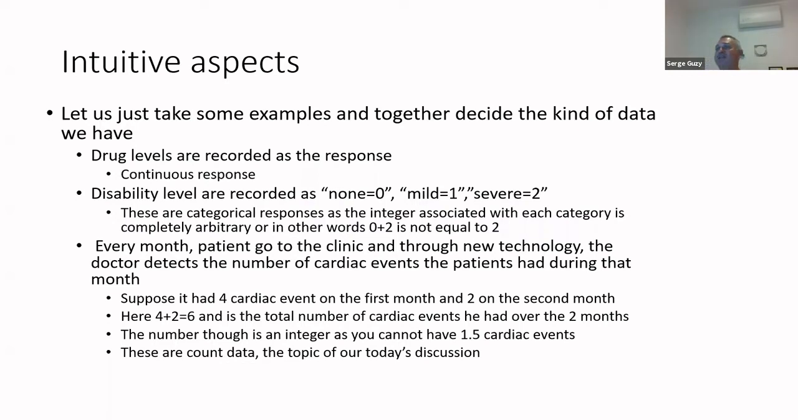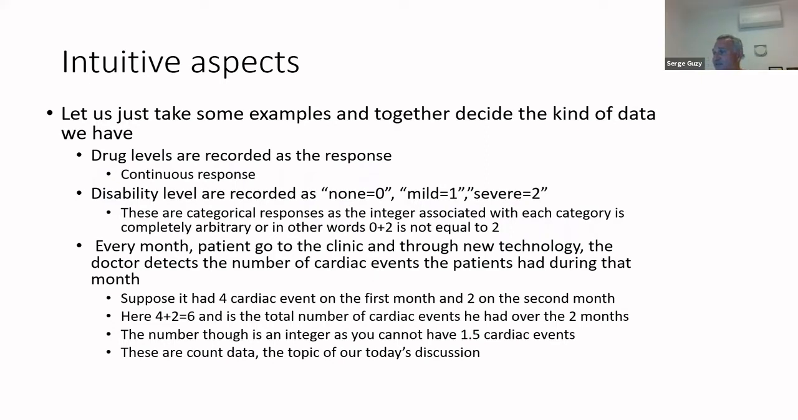Let's take another example. Every month, patients go to the clinic and through new technology, the doctor detects the number of cardiac events the patient had during that month, okay? Remember the words number of cardiac events the patient had during that month. Suppose he had 4 cardiac events in the first month and 2 the second month. Here, 4 plus 2 equals 6. I'm very good in mathematics, you can see. Because really 4 cardiac events plus 2 in the second month, total in the first and second month together is 6.